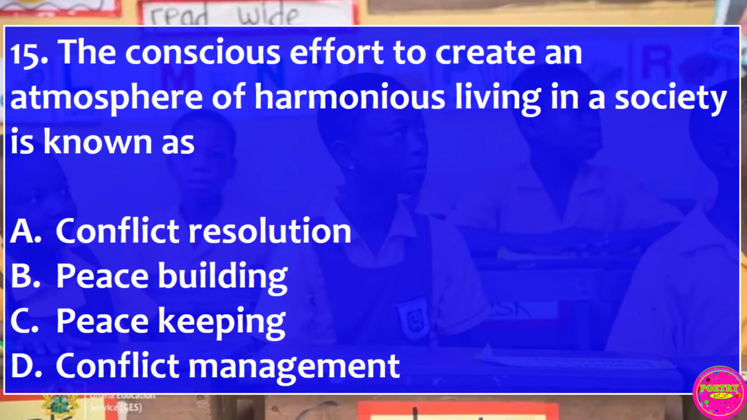Question 15. The conscious effort to create an atmosphere of harmonious living in a society is known as A. Conflict resolution. B. Peace building. C. Peacekeeping. D. Conflict management. The correct answer to this question is B. Peace building.